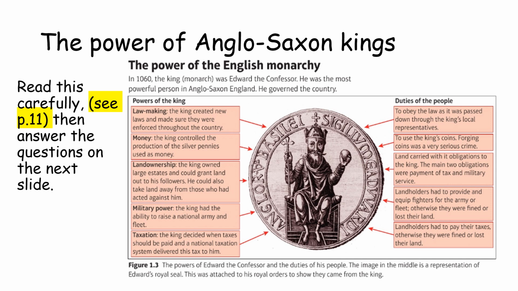Okay, new subheading, the power of Anglo-Saxon kings. This illustration here is taken from the textbook on page 11. So if you can't read it very well on here, then again have a look in your textbook. Answer the questions on the next slide. So this is all about how powerful the monarch or the king in Anglo-Saxon England was.